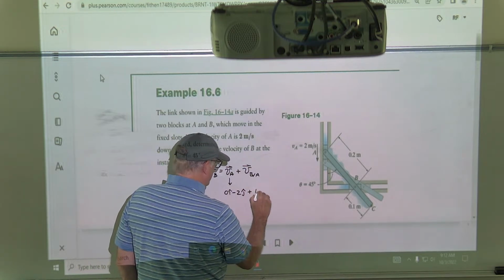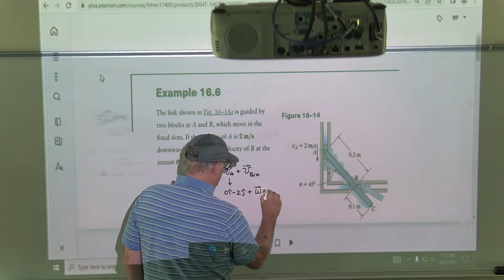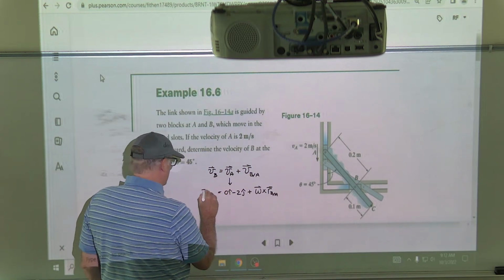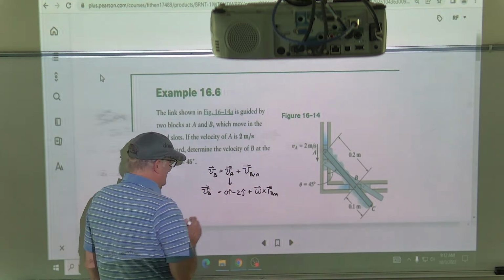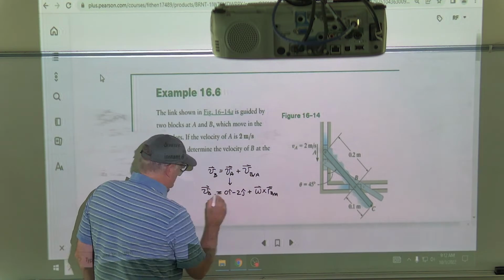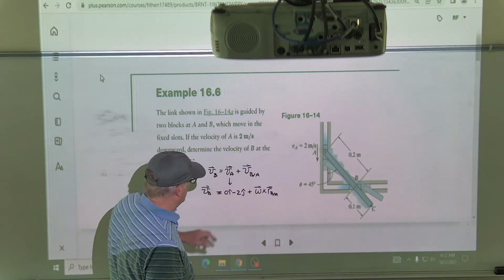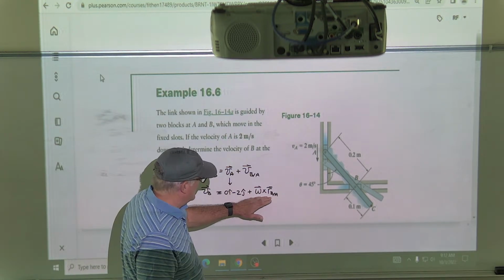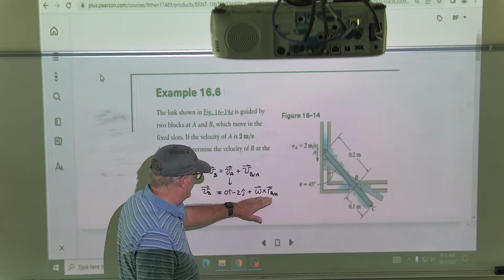Plus, now I'm going to say omega cross R B to A, and that's equal to velocity of B. That's an equal sign. Now, the way you do this, there are 2 ways. He does it in a book one way. I do it a slightly different way. Here's the way I do it.